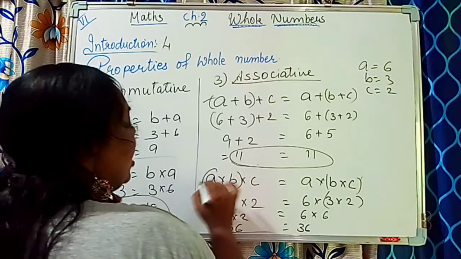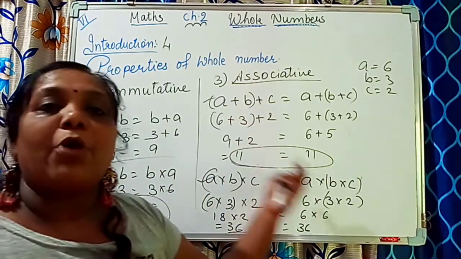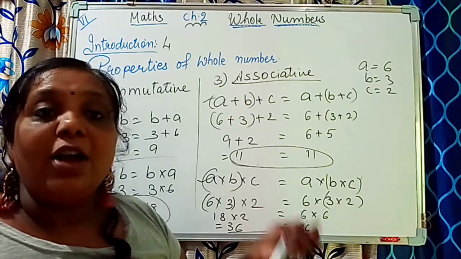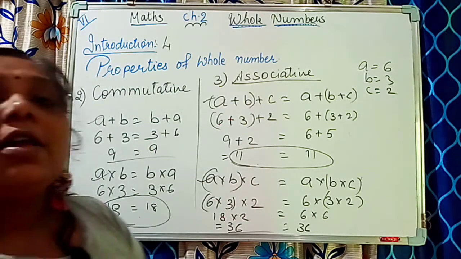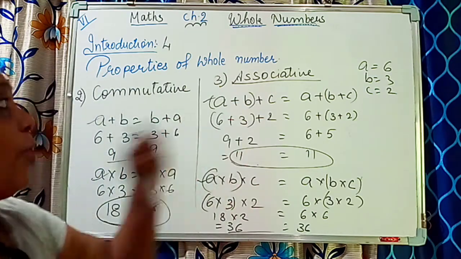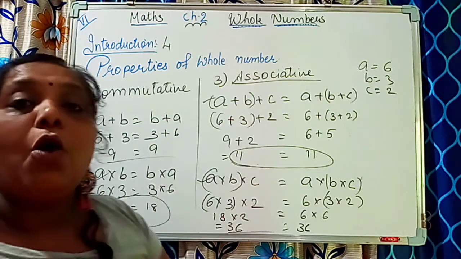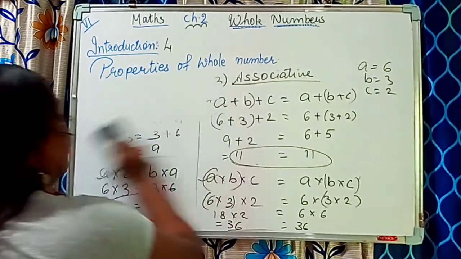You people have to remember only this formula. Then we'll come to know what is the property, which properties we are doing in the multiplication or addition. Okay. Now here the last part of the introductions is the distributive property. Okay, property of the whole number. Last property is the distributive property.